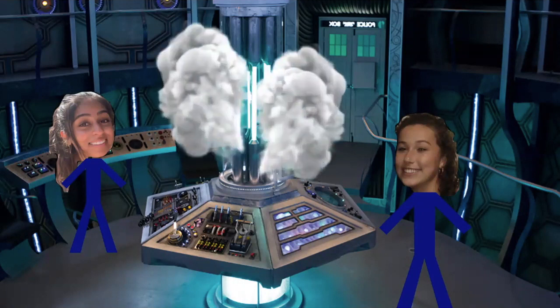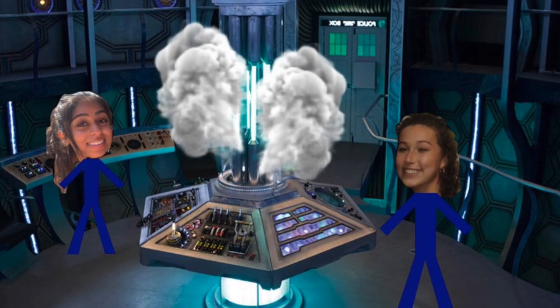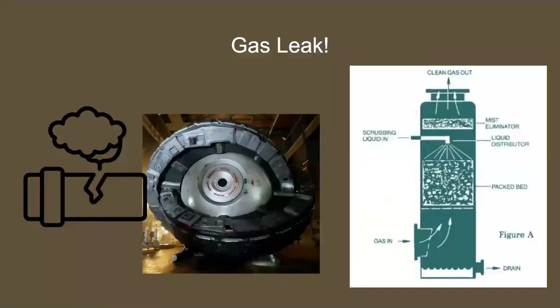Oh no, it looks like one of our pipes is leaking a toxic gas. If we don't fix this, then we could die and not make it back in order to see our friends and go to our favorite class, transport processes. Lily explained some of the uses of packed beds earlier, and now we have to use one.